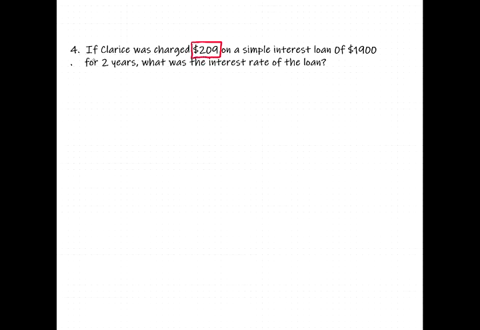symbolically. So she was charged a dollar amount of $209 on simple interest. So that is the interest amount in dollars. On a simple interest loan of $1,900. Okay, so that's the starting amount of the loan. That's P, the principal amount or the starting amount. For 2 years. Okay, so we have the amount of time is 2 years.